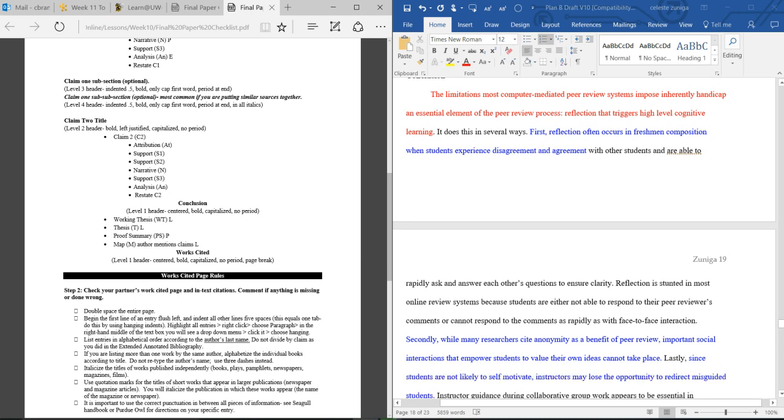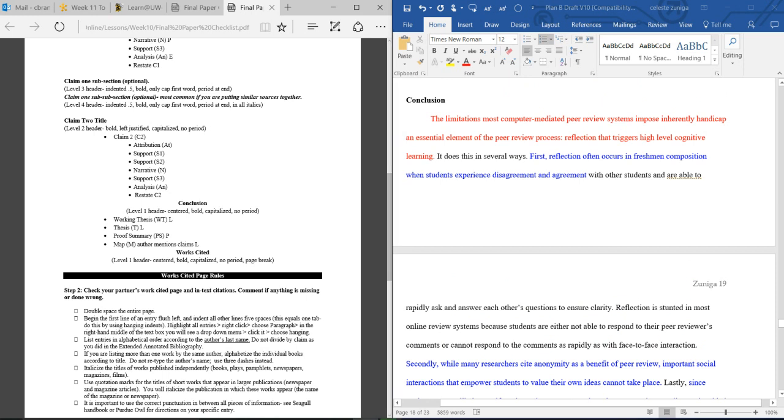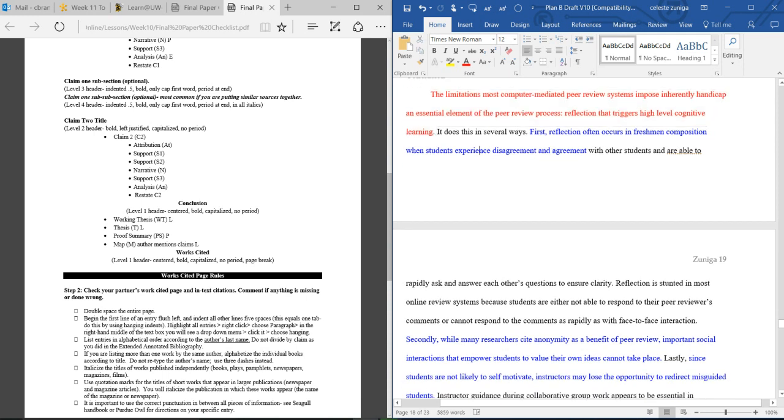I've highlighted here the thesis in red and the claims in blue. My thesis for one of my papers that I've written was: the limitations most computer-mediated peer review systems impose inherently handicap an essential element of the peer review process, reflection that triggers high-level cognitive learning. So what am I saying here? I'm saying that if you're using a computer during the peer review process, you don't learn as much. It does this in several ways, so I go over 3 reasons why this happens.